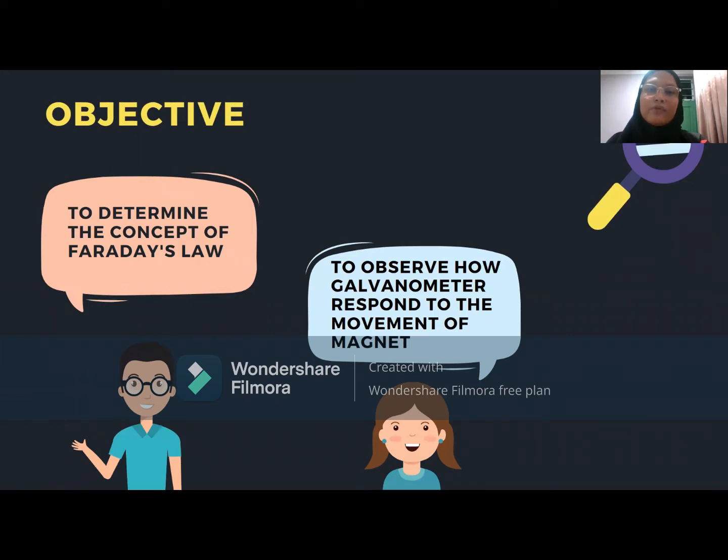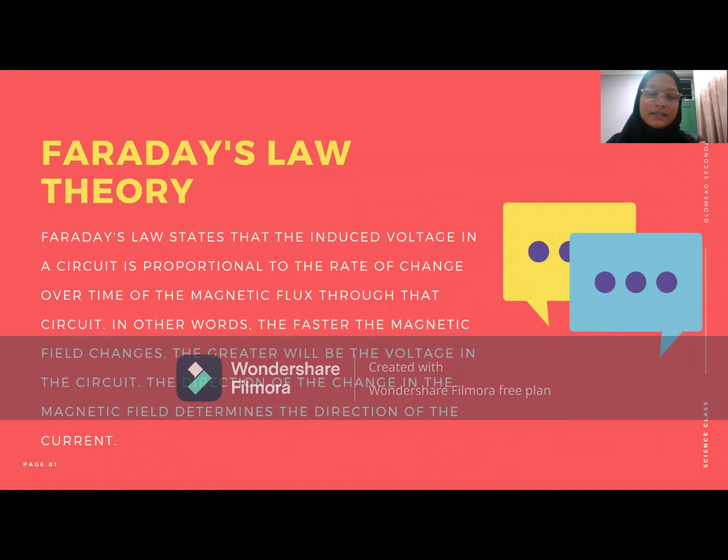The first one, before we are going to learn about this Faraday's law concept, we need to know about the objective. The first one is to determine the concept of Faraday's law, how it begins, how this concept can be running on. The second one is to observe how the galvanometer responds to the movement of the magnet. Next, let's move on to the next slide.